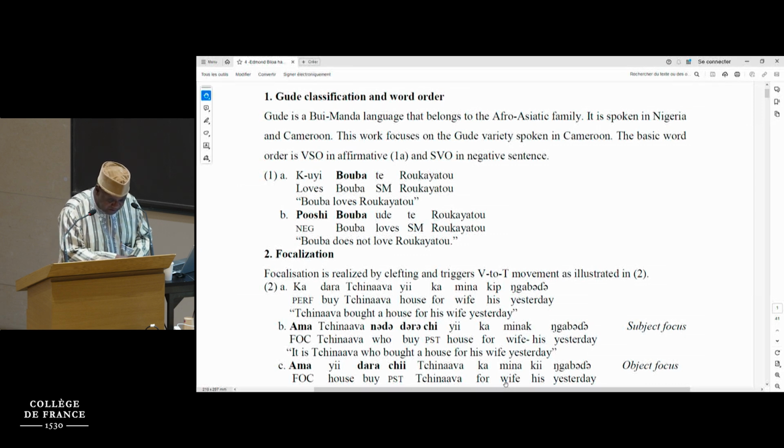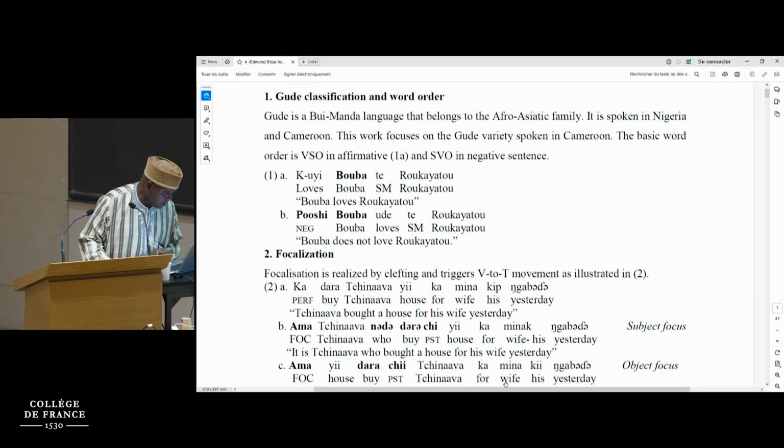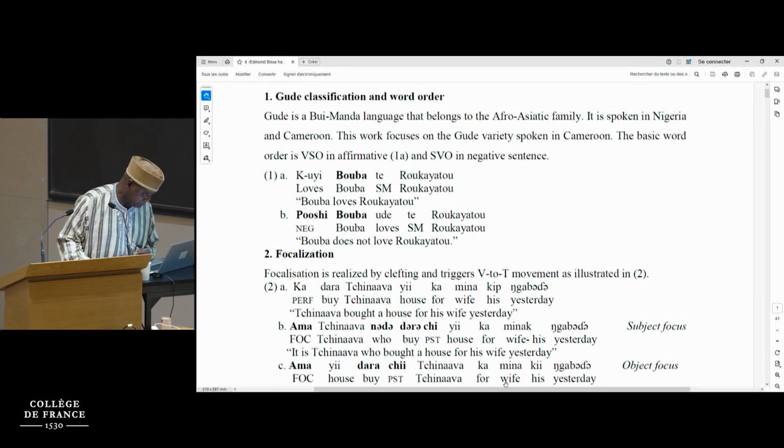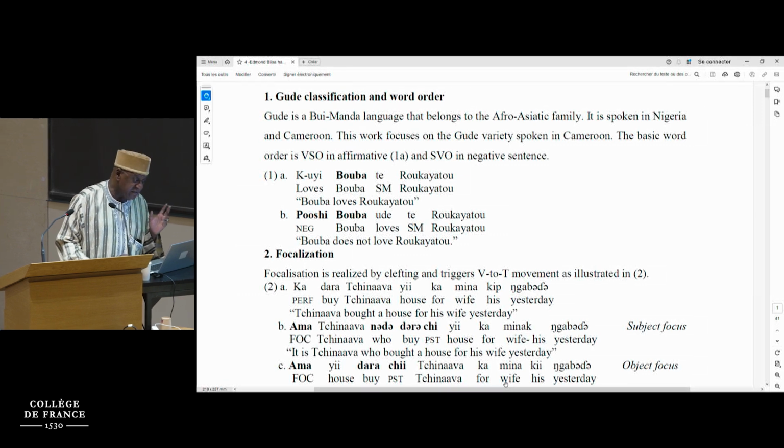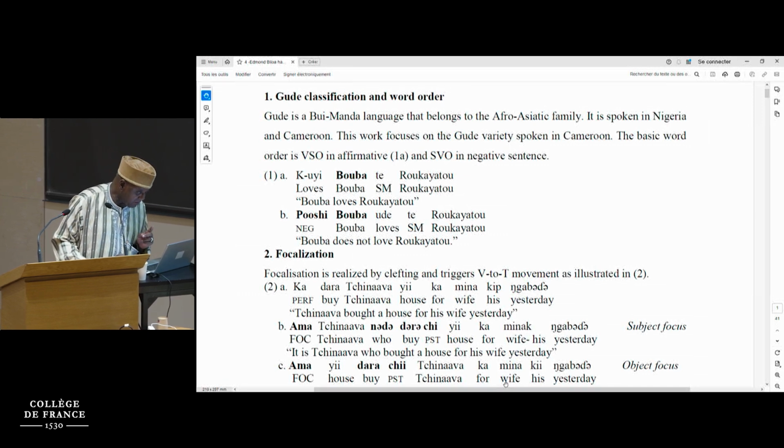The Gude word order seems to be VSO, as shown in 1. You should have that on the board. 1A, loves Buba Rukayatu. And when you get a negation marker, the negation marker will apparently take the place of the verb. It seems to be the case that negation and the verb are in complementary distribution. That is, when you have the verb, you don't have negation. When you have negation, you don't have the verb, and so on and so forth.